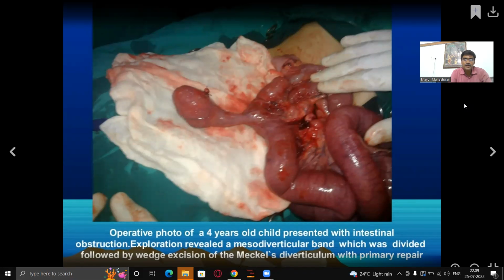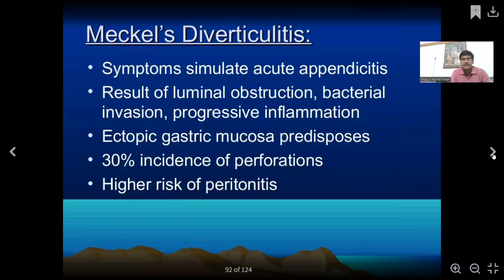So this is an intraoperative photograph of a 4-year-old child who presented with intestinal obstruction. On exploratory laparotomy, there was a Meckel's diverticulum which was causing a band obstruction. So the band was lysed, diverticulectomy was done, and the patient was fine post-operatively.